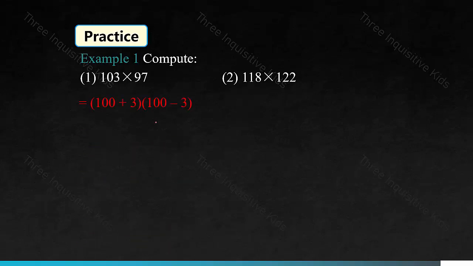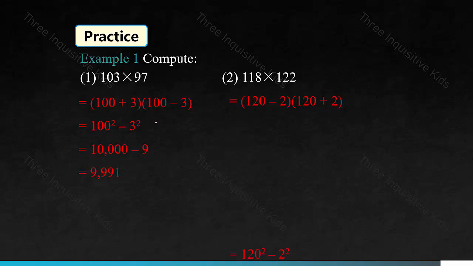103 is equal to 100 plus 3. 97 is equal to 100 minus 3. Now we use the square difference formula. We have 10,000 minus 9, which is 9,991. For the second problem, we rewrite it as 120 minus 2 times 120 plus 2.